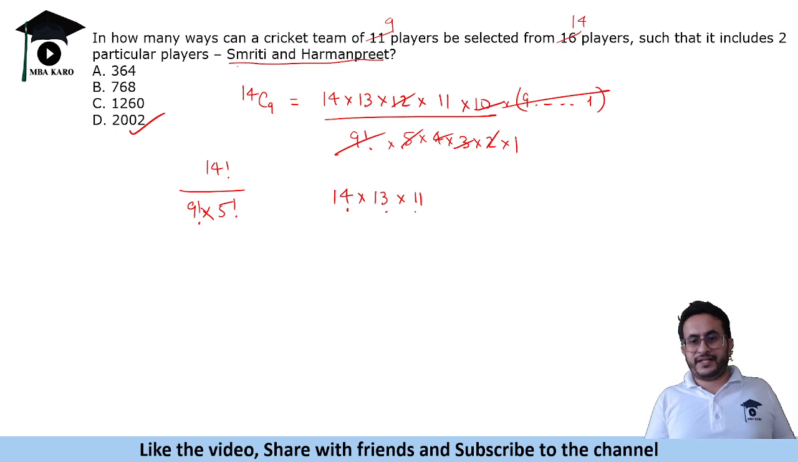So whenever we have such a selection, like we are given that 2 people are already selected, we are left with 14 players and we have to select 9 out of them. Similarly, if it said that these 2 players have to be excluded, suppose the question was that it should not include them, then we are left with 14 players and we have to select 11 players out of it. In that case we will find 14C11. So we need to note which are included and which are not included.